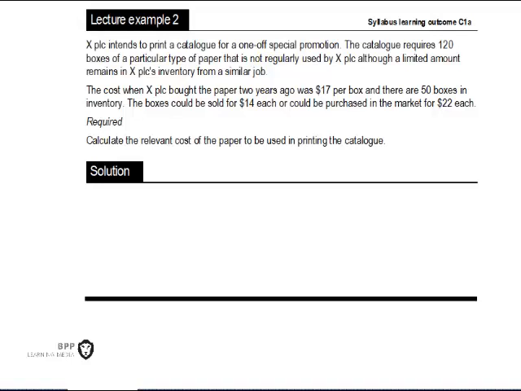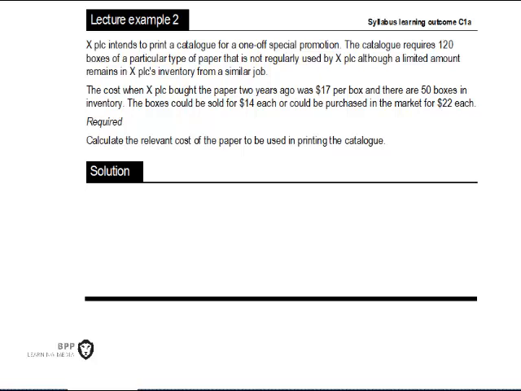Lecture example 2 is about the relevant cost of materials. Let's have a look at the scenario. XPLC intends to print a catalogue for a one-off special promotion. The catalogue requires 120 boxes of a particular type of paper that's not regularly used by XPLC, although a limited amount remains in their inventory from a similar job.